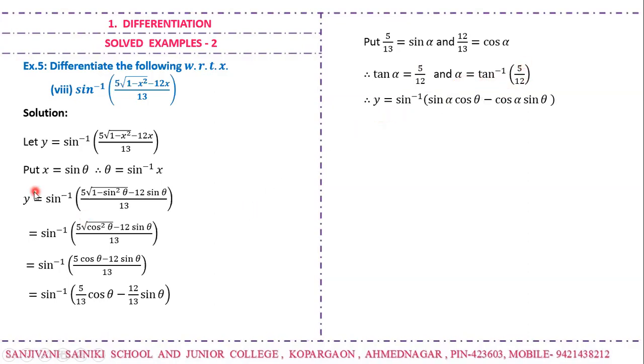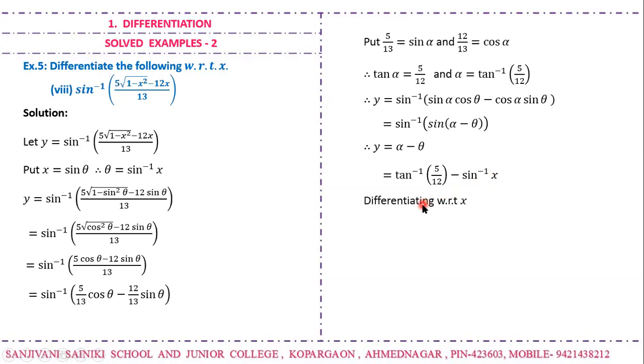So our given expression y is equal to sin inverse of sin alpha cos theta minus cos alpha sin theta. But it's nothing but sin of a minus b, sin of alpha minus theta. Now using the property of inverse trigonometric function, these will cancel each other and we get alpha minus theta. So y is equal to alpha minus theta. Hence, tan inverse of 5 upon 12 minus sin inverse of x.